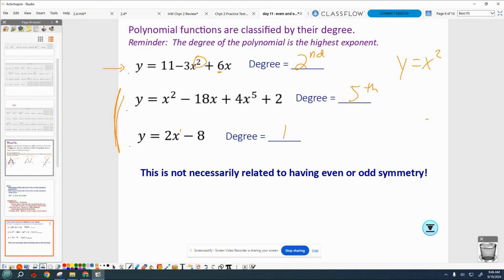A lot of times, those guys are all even functions. Now they're not. Like, I can tack something on that ruins everything.